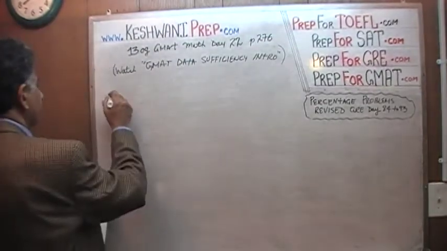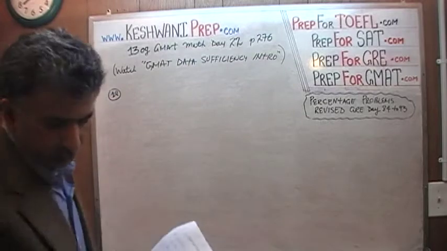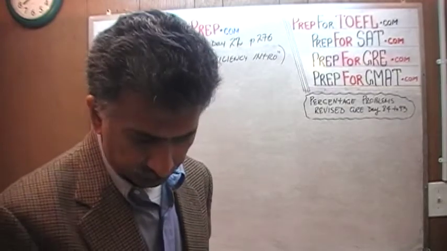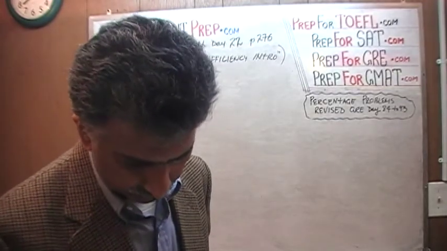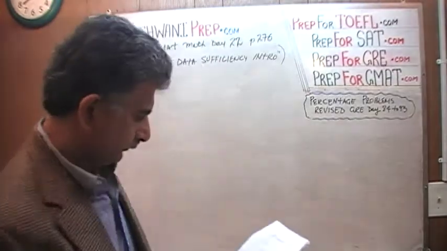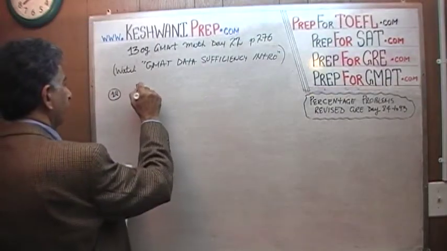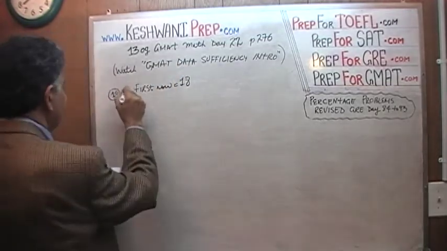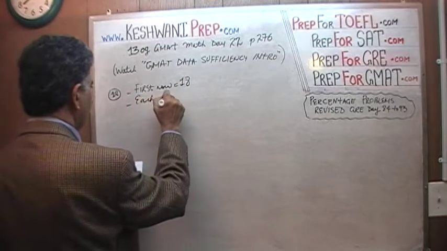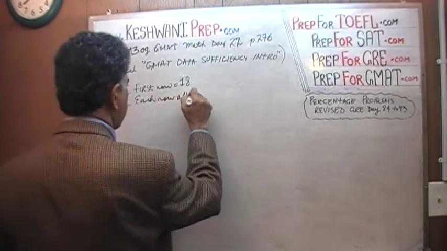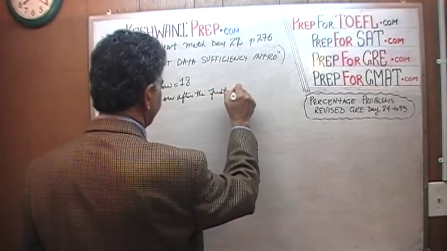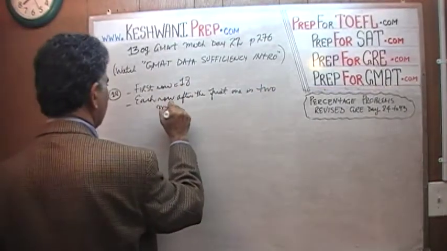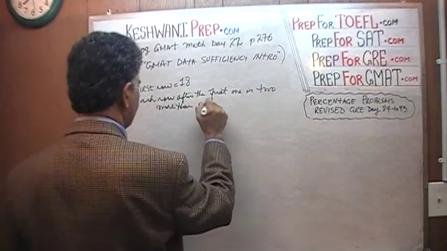Number 18. Again, turn to page 276 and read the question to yourself. It says the number of seats in the first row of an auditorium is 18. So the first row is 18, and then they go on to tell us that each row after the first one is 2 more than the previous one.